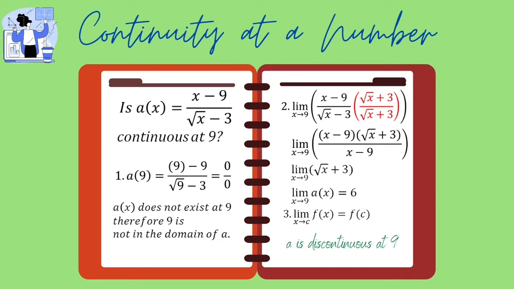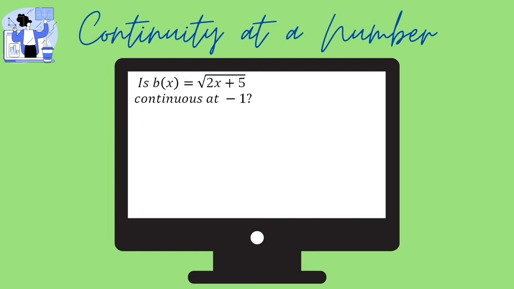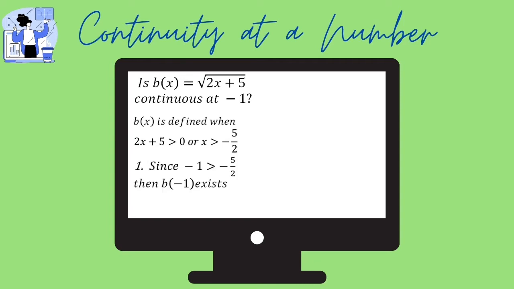For the next example, determine if b of x equals the square root of quantity 2x plus 5 is continuous at negative 1. b of x is defined when 2x plus 5 is greater than 0, or x greater than negative 5 halves. For the first condition, since negative 1 is greater than negative 5 halves, then b of negative 1 exists.